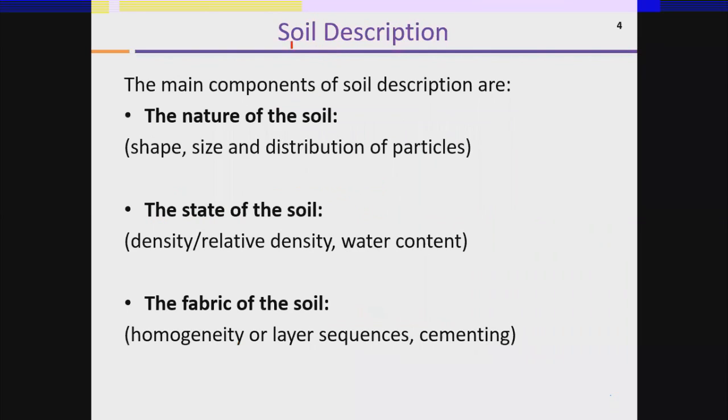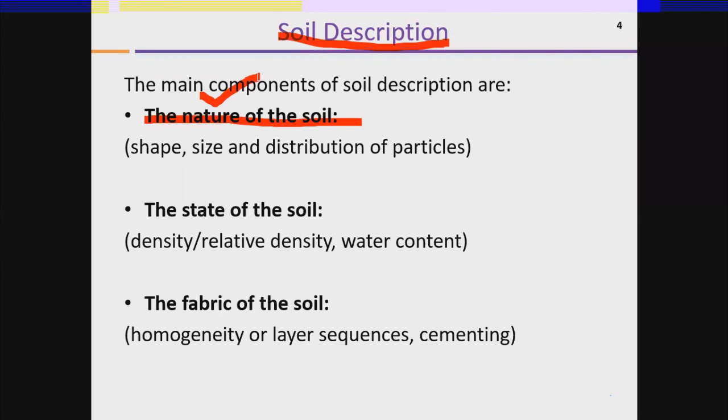Let me start with the soil description. In how many ways can we describe a soil system? We can describe a soil system by the nature of the soil. That is the first parameter with the help of which we can describe the soil, because everywhere you will have to describe a physical quantity.